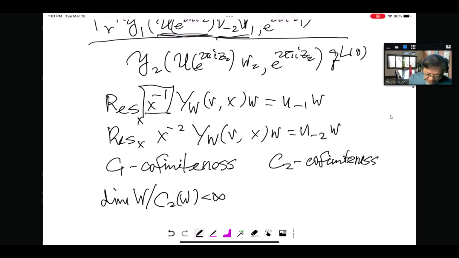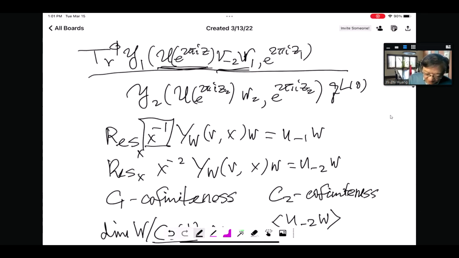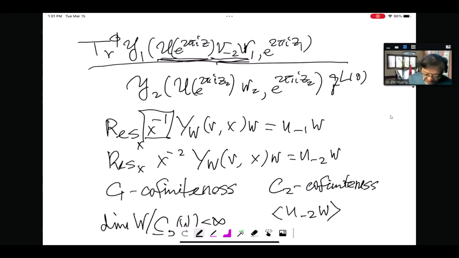What does this mean? This means that, except for a finite dimensional subspace, almost every element in W is inside this C2 W. And what is C2 W? C2 W is just the linear span of U minus 2 W. So here we will only obtain a nice formula when we put V minus 2. Okay, so this is the reason.